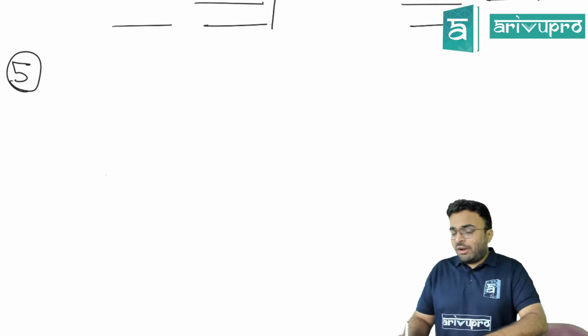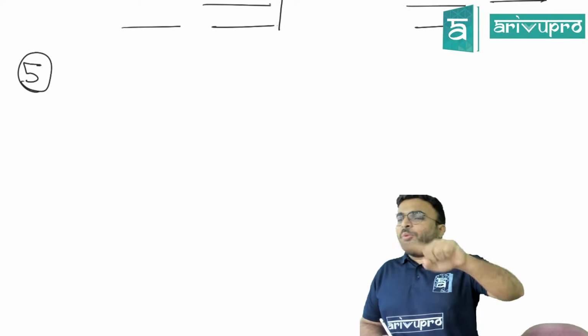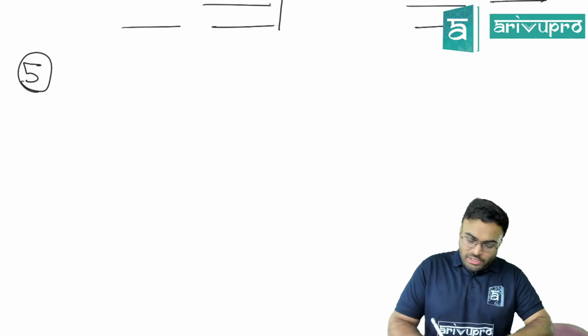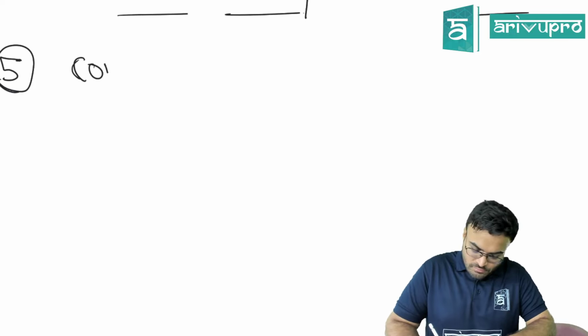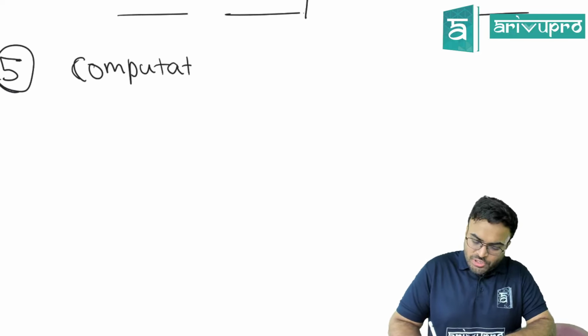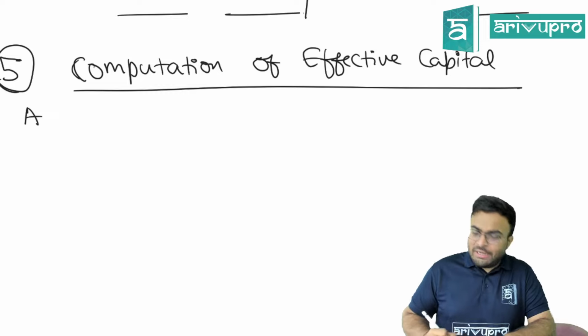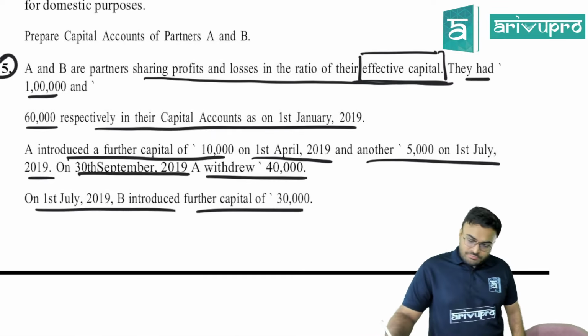Now, even if this is not asked on its own, there might be one admission question where they will tell you profit sharing ratio on the basis of effective capital. So you'll have to do it as a working note there. Okay, now computation of effective capital. Who are the partners? We have partners A and B. First we will see A.